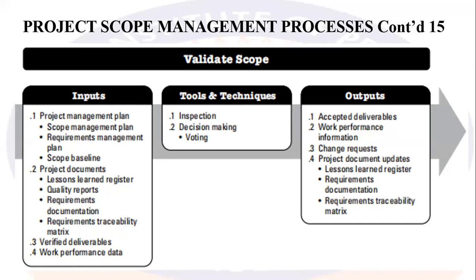On the output, we have accepted deliverables, work performance information, change requests, and then we have the project documents update. On the project documents update, you have updates on the lessons learned register, requirements documentation, and requirements traceability matrix.